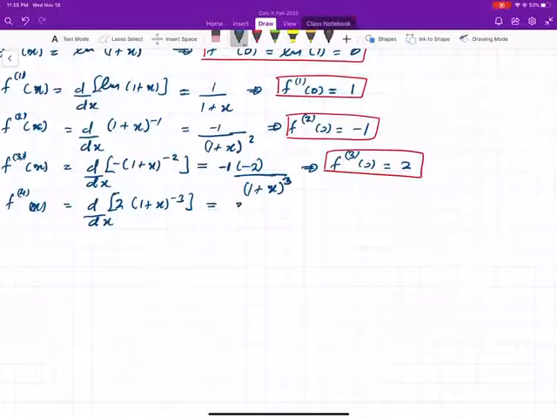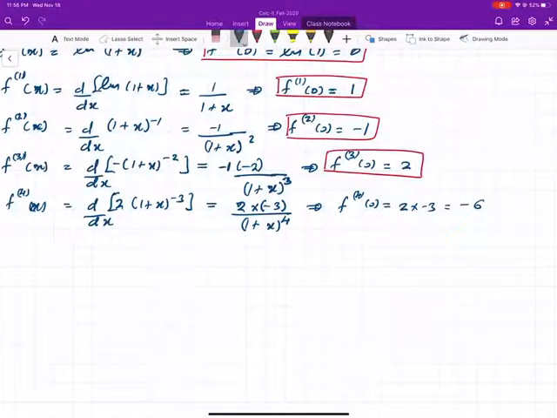Then the derivative of this one should be 2 multiplied by minus 3, 1 plus x to the power minus 4. Sorry, it's plus 4. Alright, and then apply x equals 0, and this should be 2 times minus 3, which is minus 6.